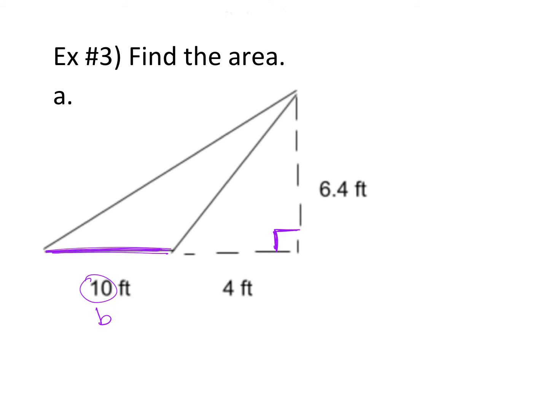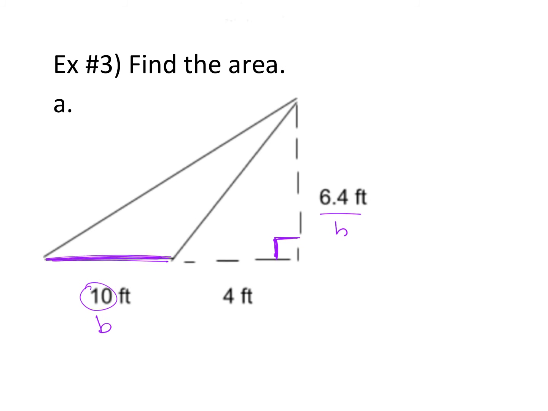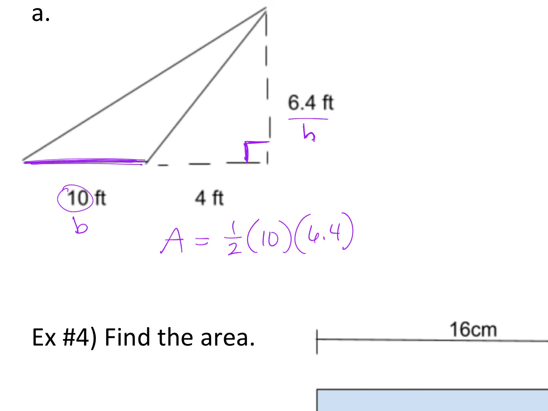Now the height, just like with a parallelogram, has to be perpendicular. So what number has to be my height right now? 6.4. So if I'm trying to find the area of this triangle, I'm saying area equals 1/2 times 10 times 6.4, or 10 times 6.4 divided by 2 would be the same thing. That works out to the area.